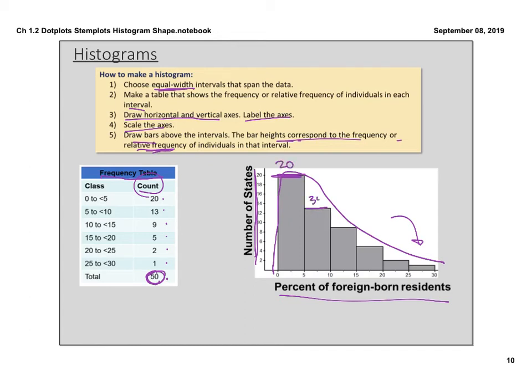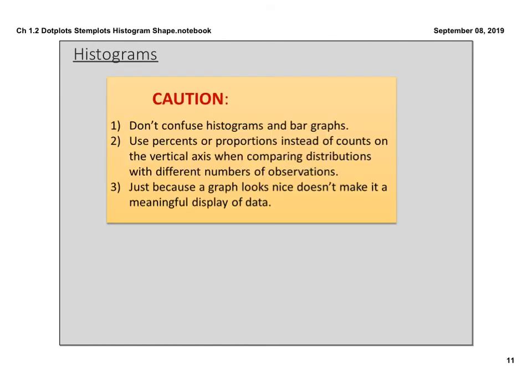This would be the 34th data point. Your median is going to be somewhere in here. So I could say the median falls between 5 and 10. You can talk about the variability. You can say the histogram goes from 0 to 30. All of that. All right, so histograms and bar graphs are different.